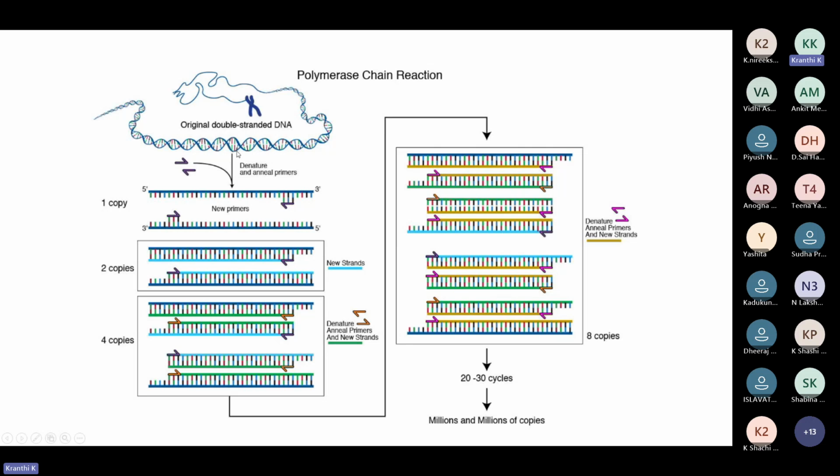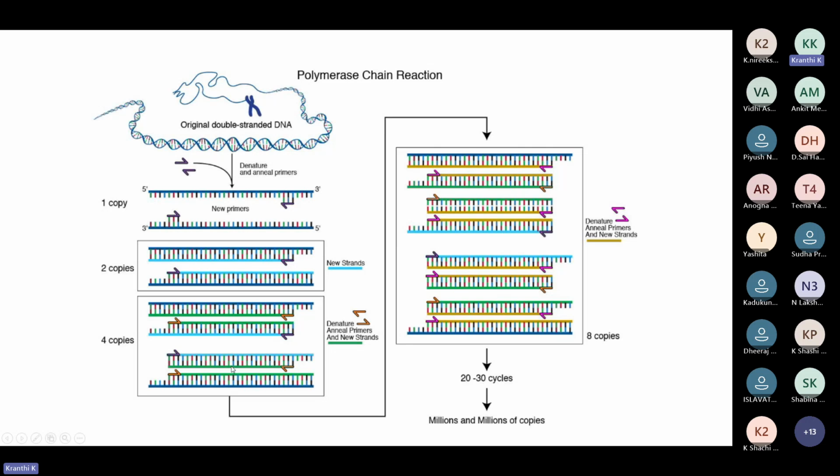So we denatured a particular part. Now we have two strands. Then we added the primers here. After adding the primers, we are adding the nucleotides, right? When you add the nucleotides, it will give two strands now, two copies. Then again, if you change the temperature, these two will be separated into two separate strands.